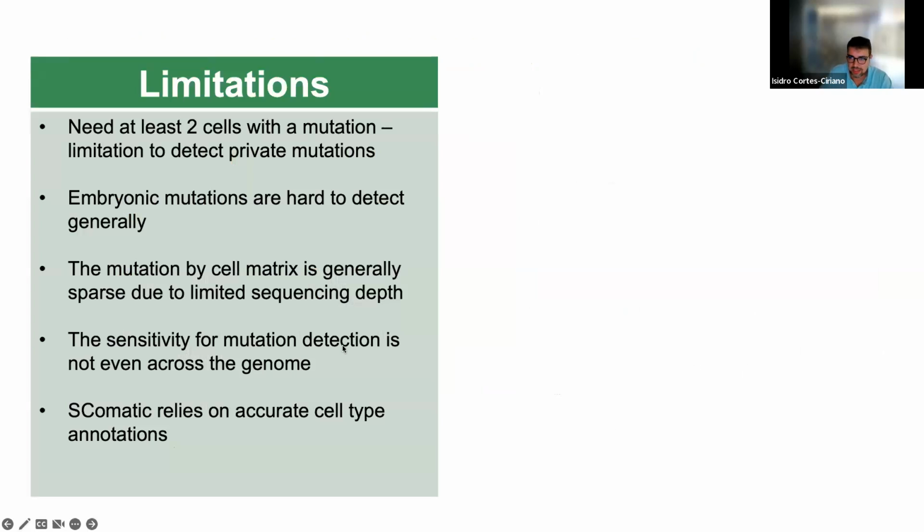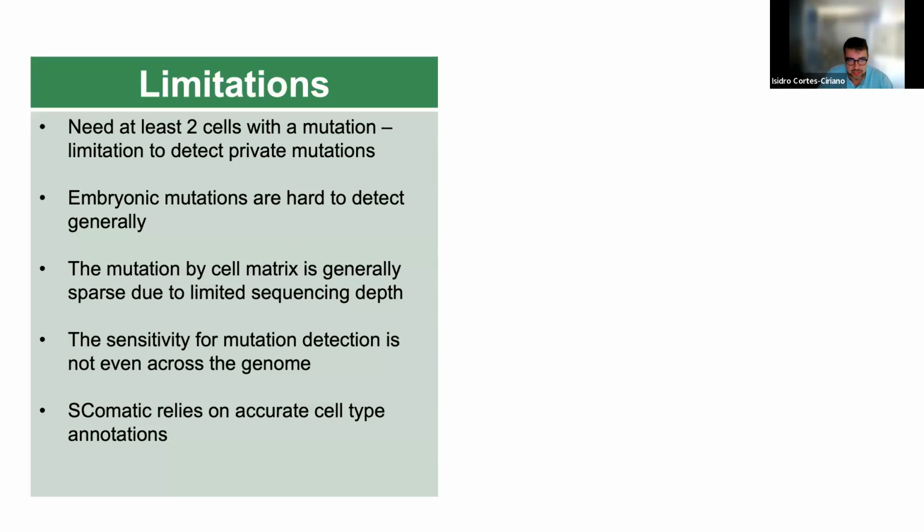So I've basically highlighted some of the nice and interesting analysis that we can do using Schematic, but there are certainly limitations to this tool that I would like to highlight. The first one is that we really need two cells to have a mutation to be confident that the mutation is real, and this means that mutations present in a single cell cannot be detected, and some mutations might not be detectable by Schematic if there are downsampling issues.